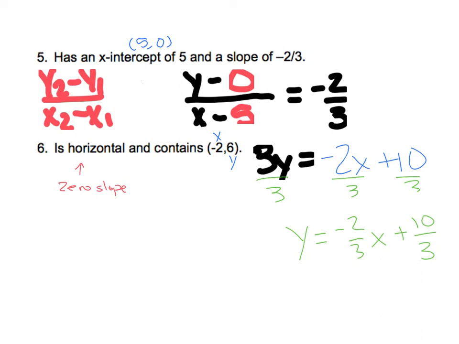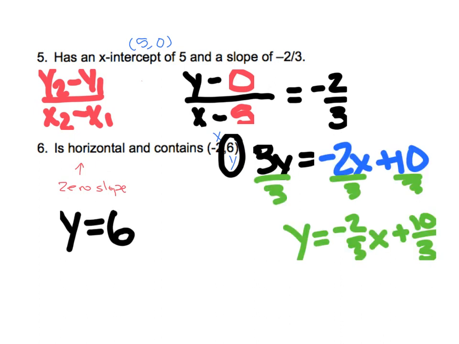All right, number 6: it's a horizontal line, and it contains (-2, 6). So notice it's a zero slope. A zero slope means that it's a horizontal line. If I'm imagining the picture, I know it only has a y-intercept. So all I really need to look at in order to write this equation is the point that they gave me. What is the y value? It's 6. So this equation would then be y equals 6, because it's a horizontal line with a 0 slope.